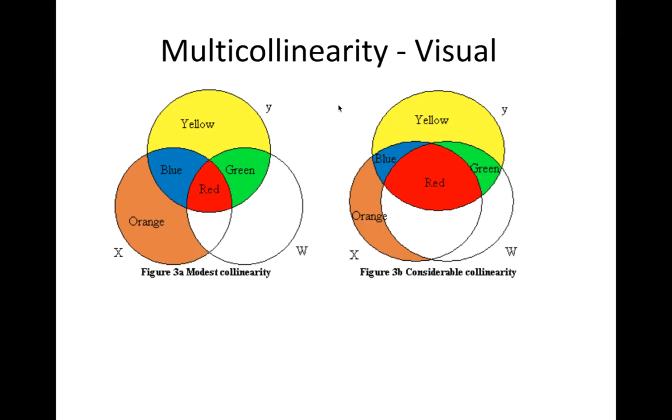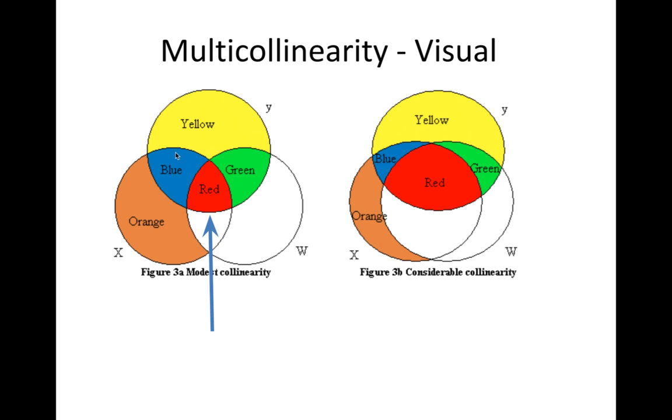So we have here 2 situations. The Venn diagrams on the left, this is a situation where you have what's called modest collinearity. So this is fine. This is sort of a normally functioning model. The model on the right is a model where we've got issues because we essentially have considerable collinearity between the 2 variables. So our outcome here is y, this yellow circle, and our predictors are x and w. Those are our 2 predictors here. And we can see how they all overlap.